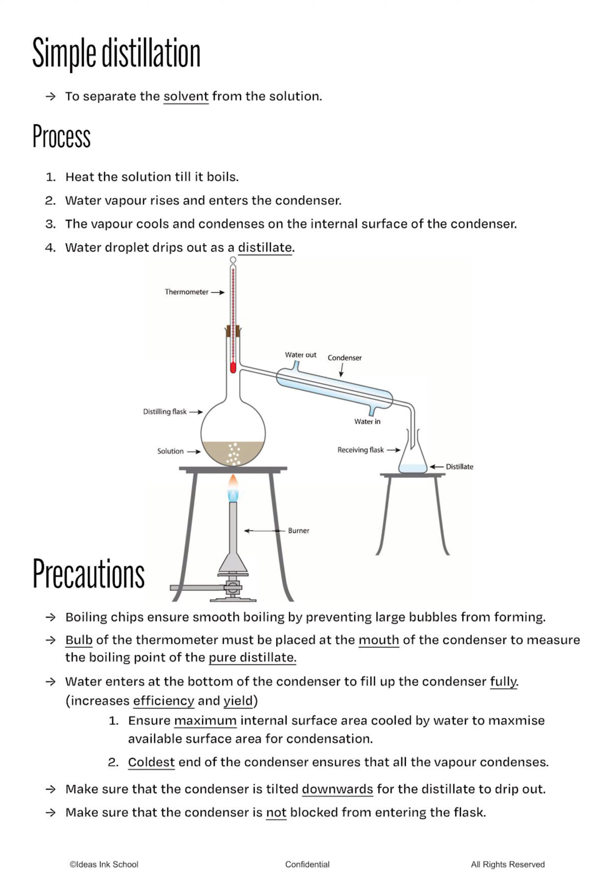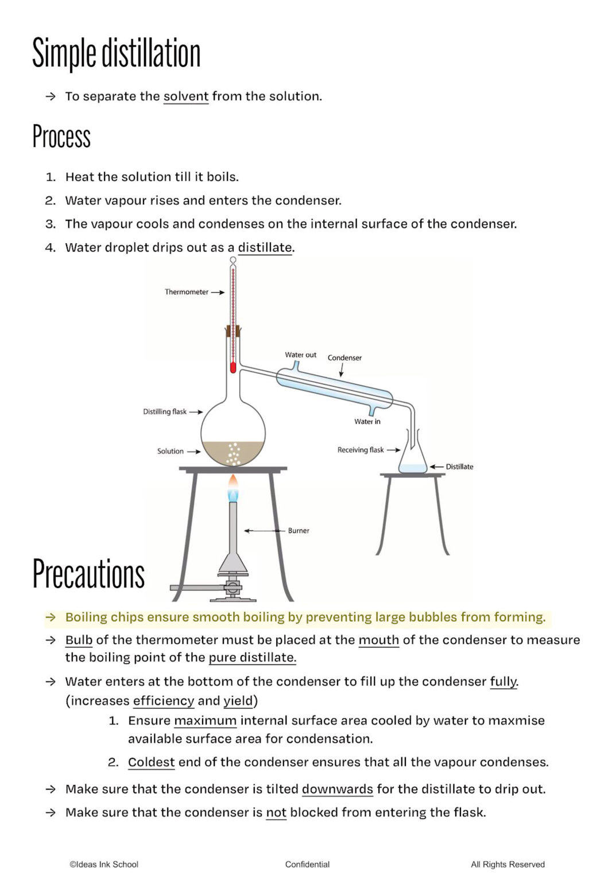Let's begin. When the solution is boiling, only water changes to water vapor and rises. The hot water vapor then enters the condenser where it cools down and condenses on the cooler internal surface area. As a result, pure water will drip out of the condenser as a distillate. While performing distillation, we have to take note of a few precautions.